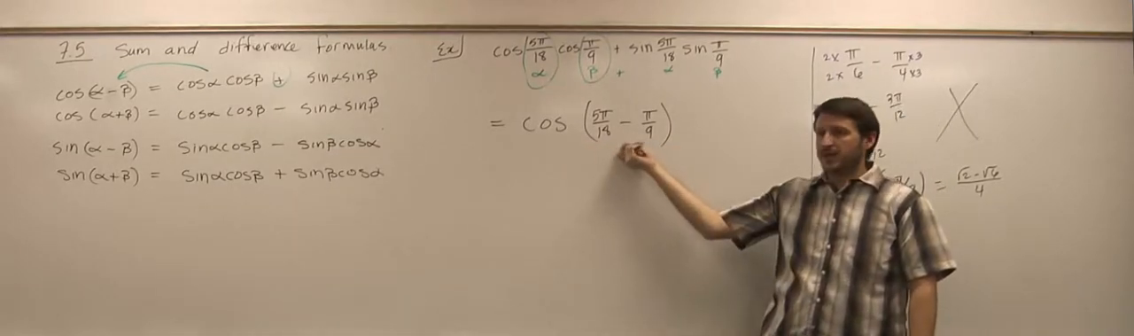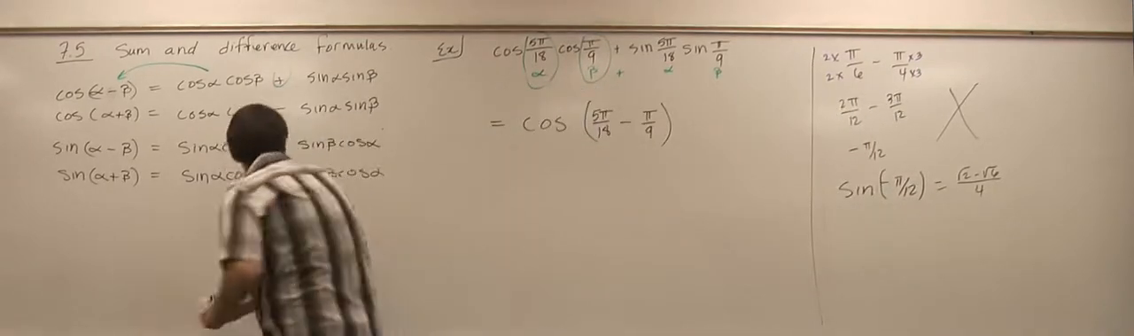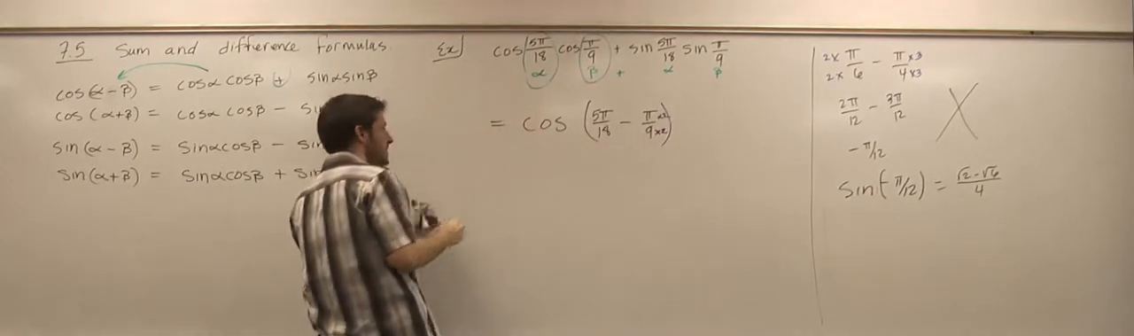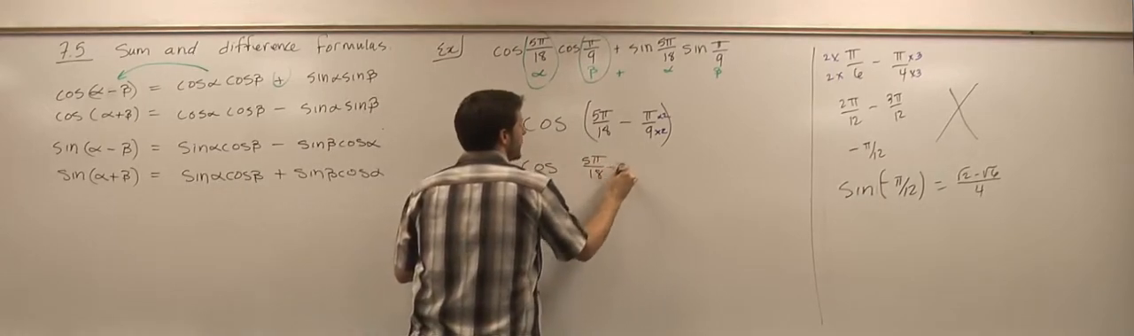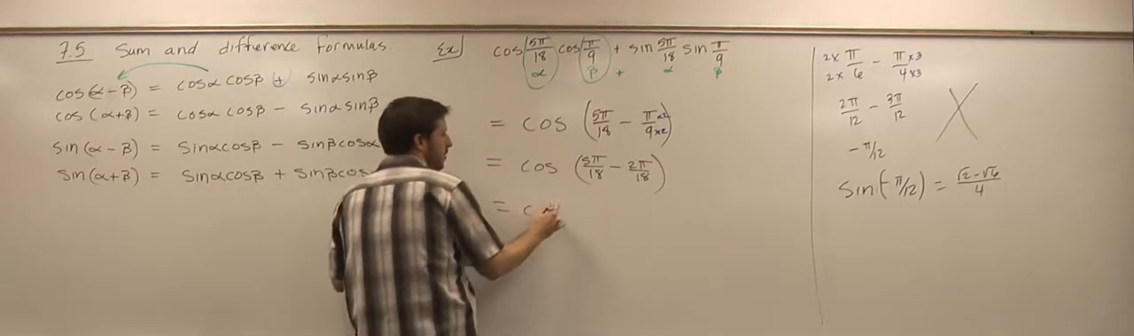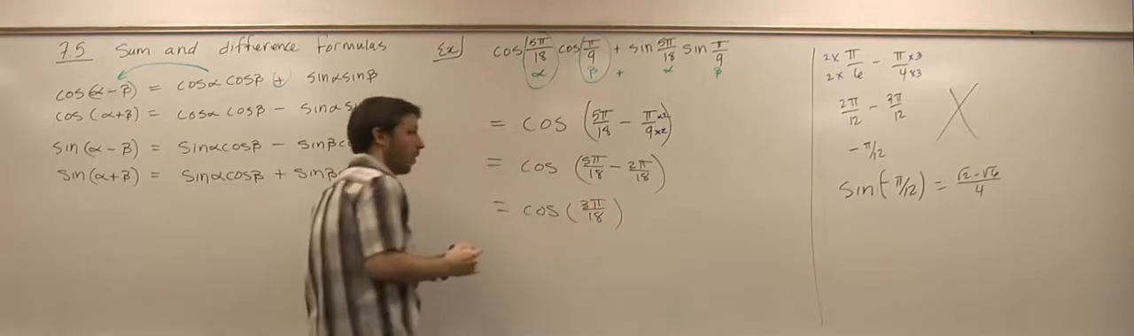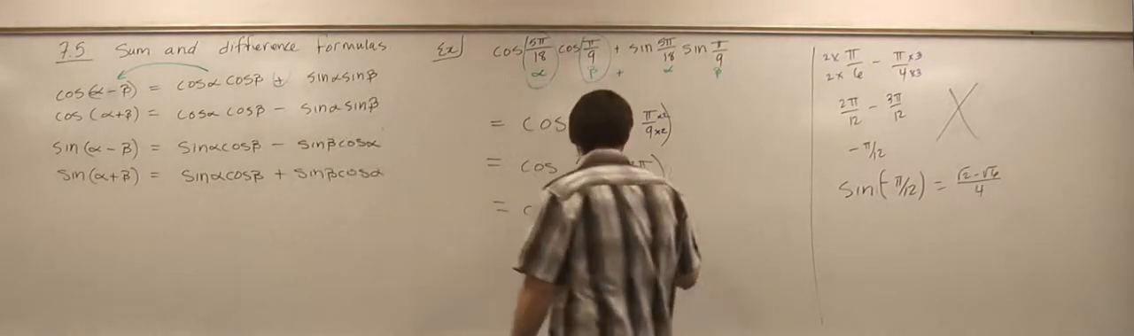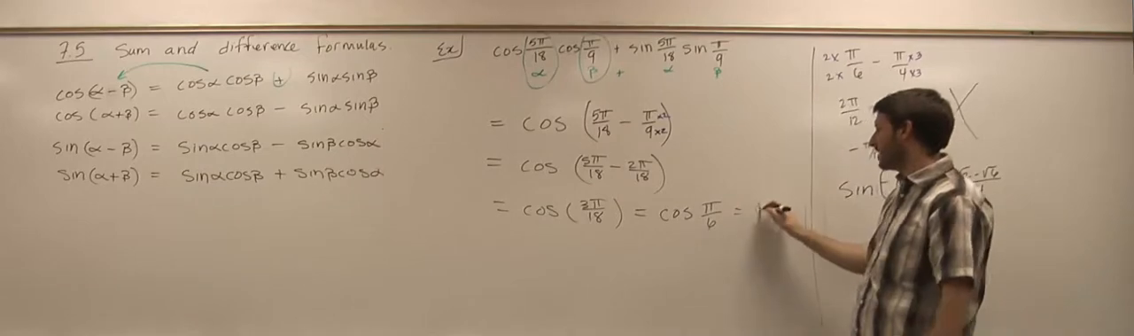So maybe you actually subtract these numbers. Your common denominator would be 18, so times 2. So this is actually cosine of 5 pi over 18 minus 2 pi over 18, which is cosine of 3 pi over 18. Whoa, that's amazing. 3 pi over 18 reduces to pi over 6, which I know the cosine of.